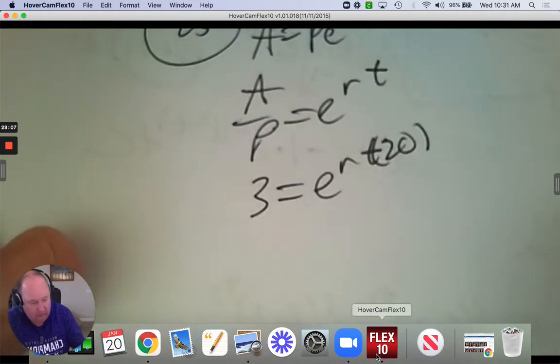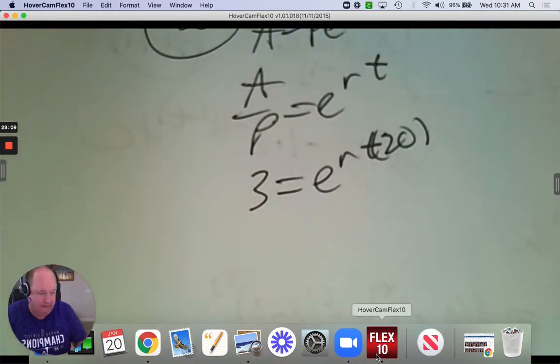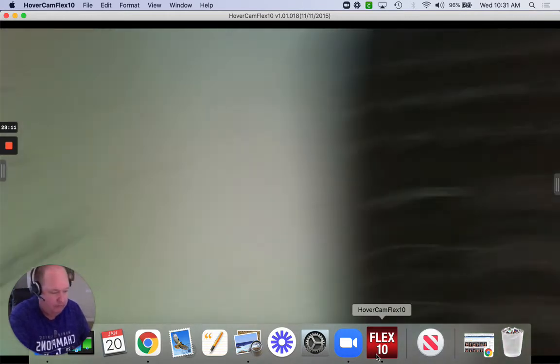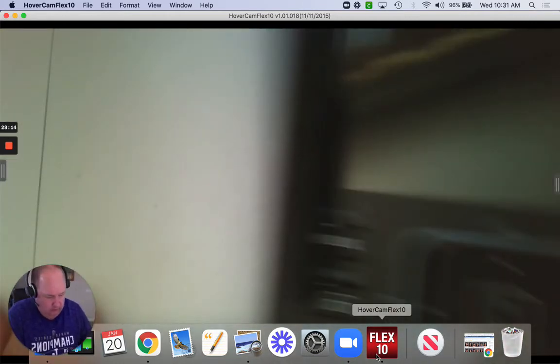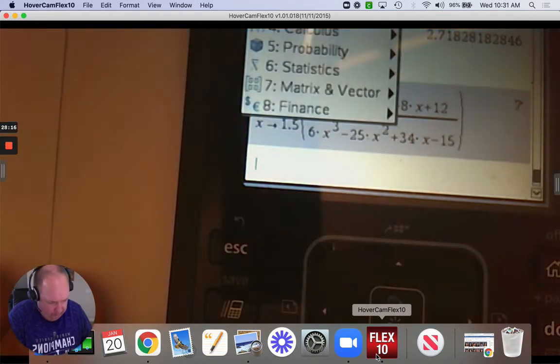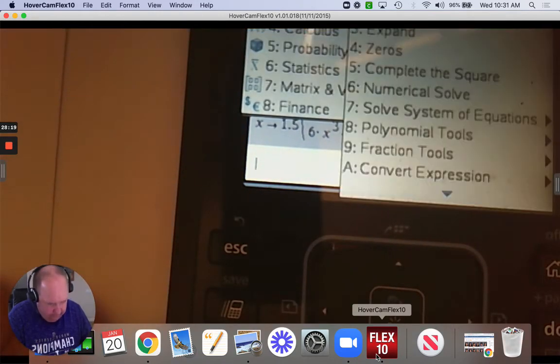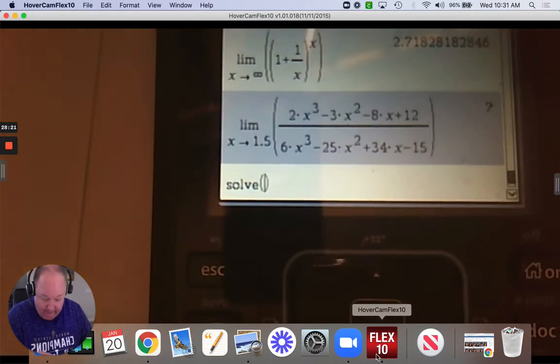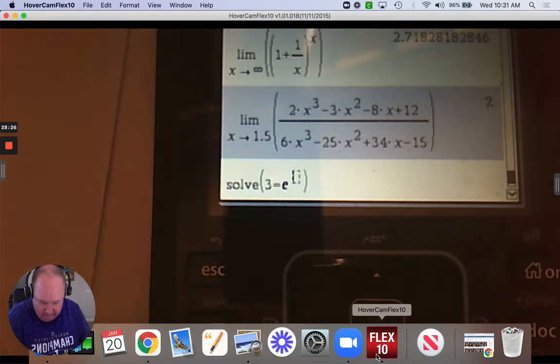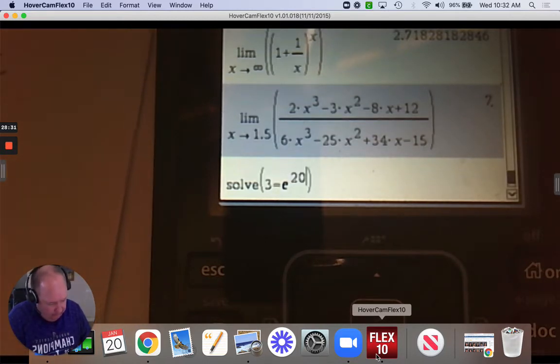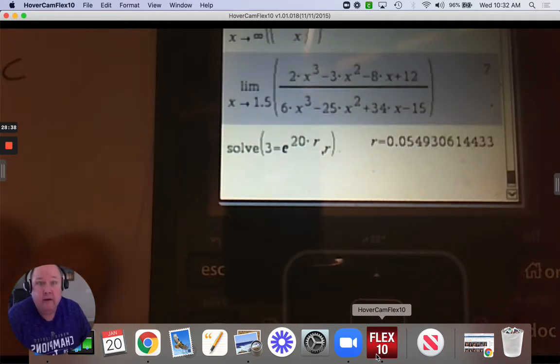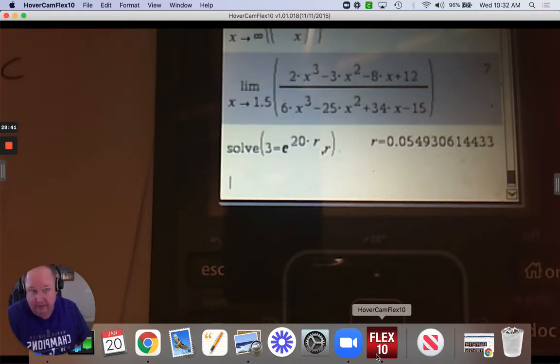And you could use your calculator. So just solve that. I don't even want to do anything more than that. So I want to solve for r. That's what I'm going to put in my calculator. So I'm going to go menu, algebra, solve. Then I'm going to type it in. 3 equals e. Remember, it's not on the bottom. It's on the left. E, the number. And the exponent is 20r. And we're solving for r. So comma r at the end. And then that would be the rate. 0.05493.